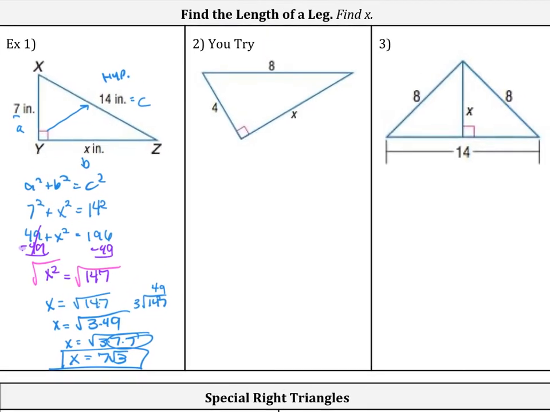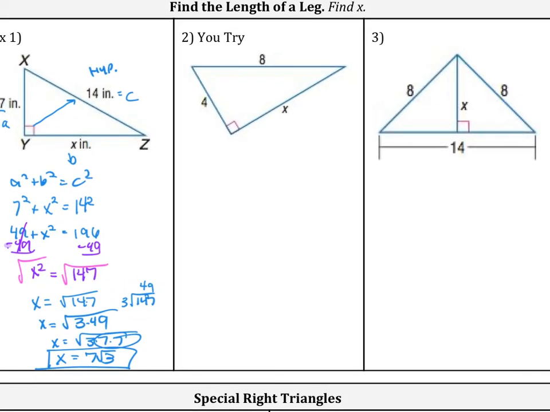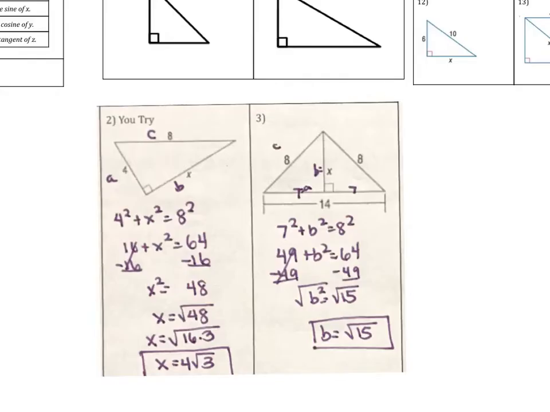So try these next 2 examples on your own. Try number 2 and number 3, please. So if you tried this out, for number 2, you should have gotten 4 square root of 3.